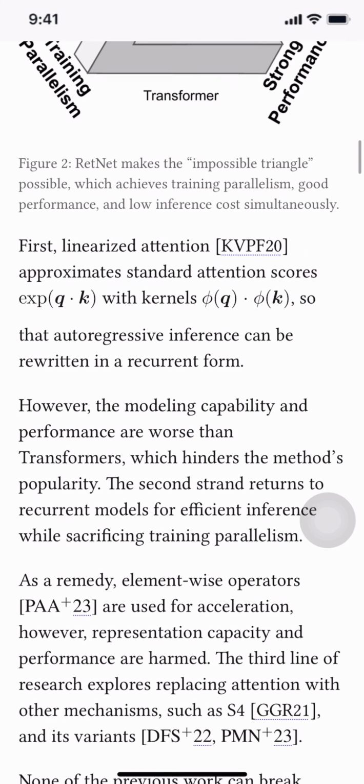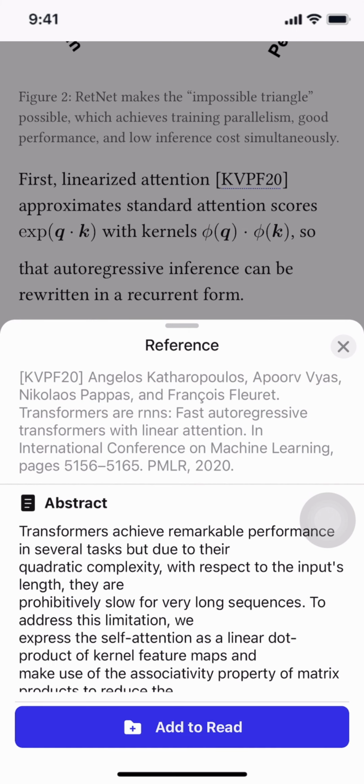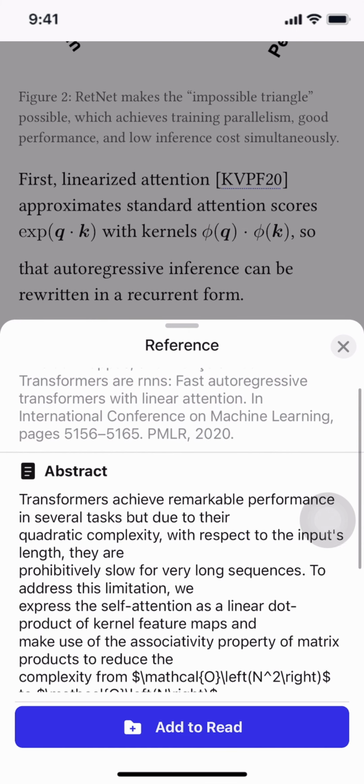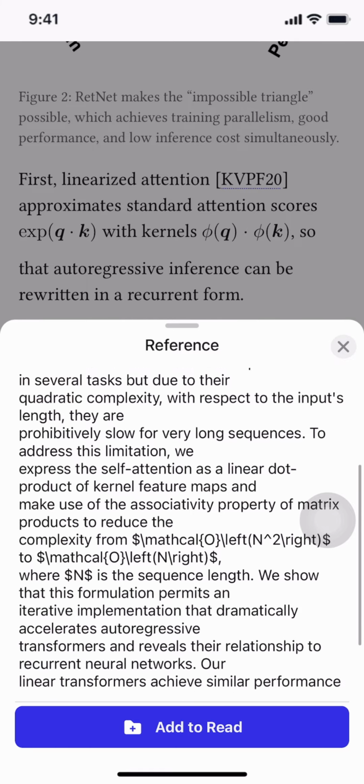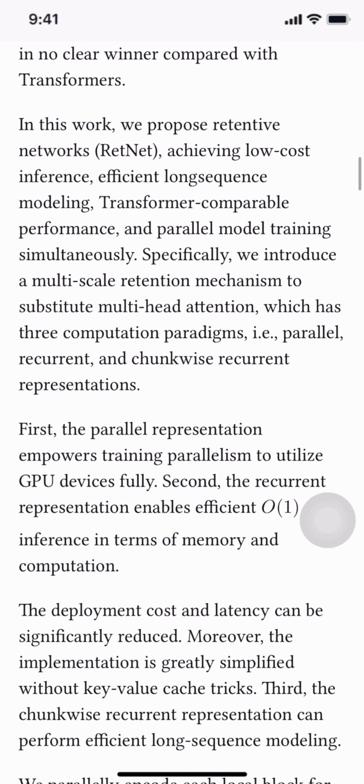The retention mechanism is implemented using a set of gates that control the flow of information between different parts of the model. The gates are trained using a novel objective function that encourages the model to retain information that is relevant to the task at hand.